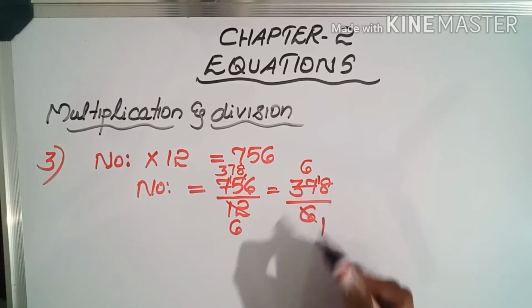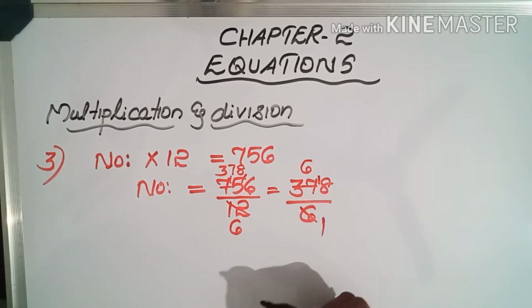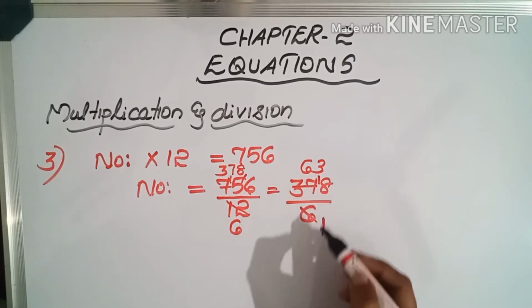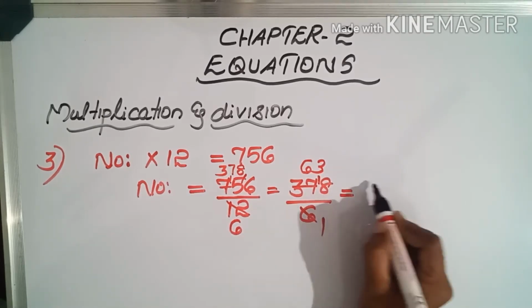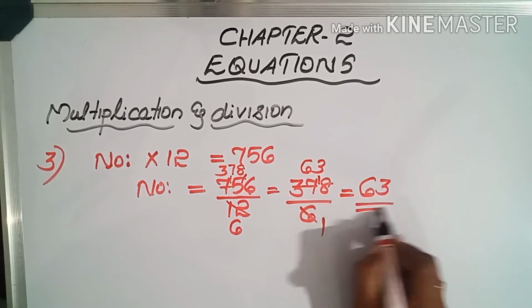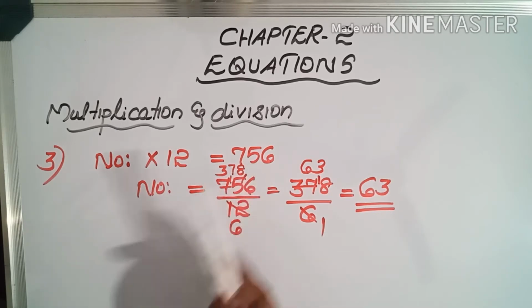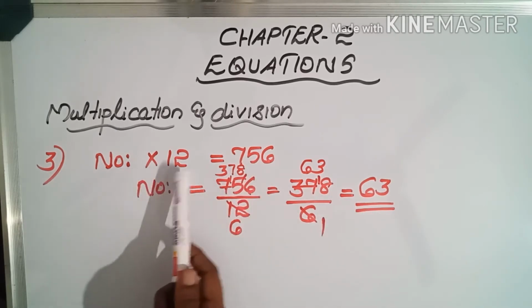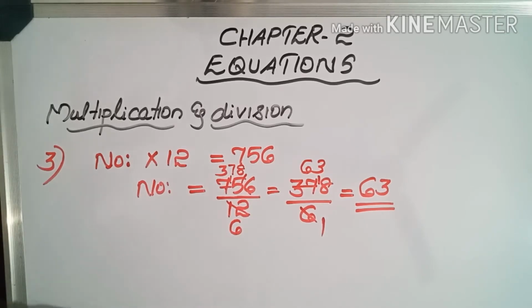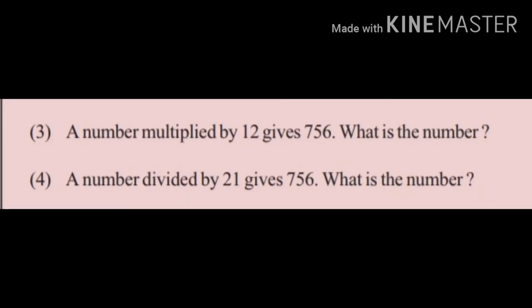So the number will be 18. Now in 18, how many 6? 3 6s are there. Okay, 3 6s are 18. So the final answer is what? 63 is the answer. 63 is the number. If you want, you can use a direct division method also. No issue. For me, it is better. Okay. So 63 is the answer. That means the number multiplied by 12, which gives the answer 756, is 63. 63 into 12, the answer will be what? 756.